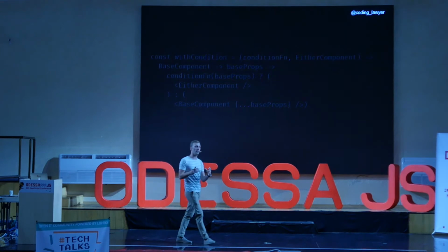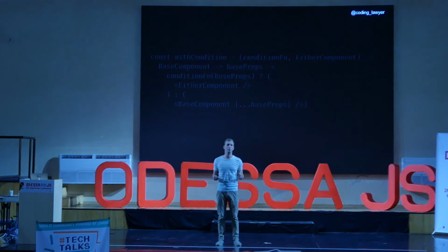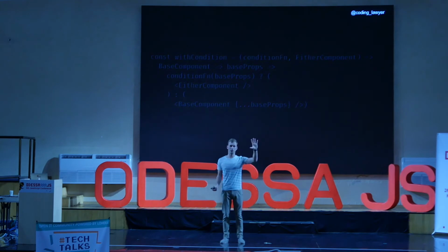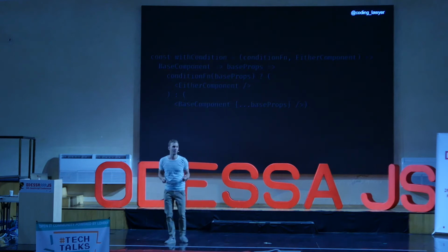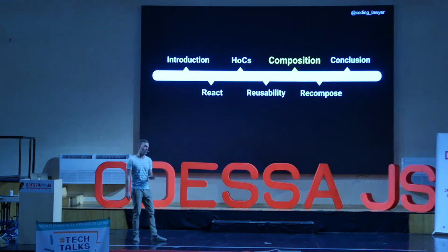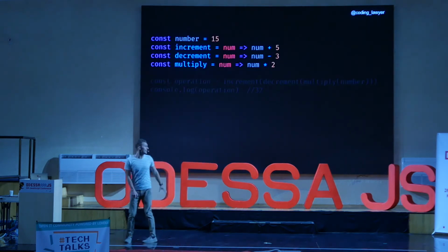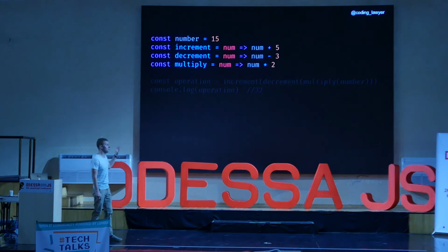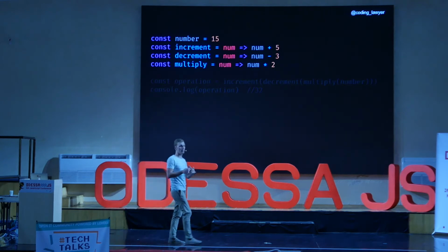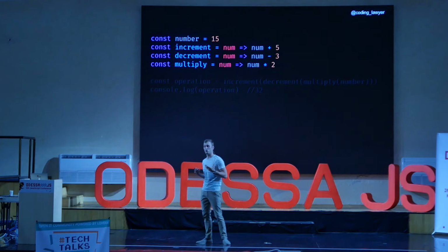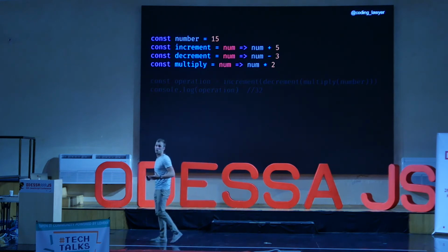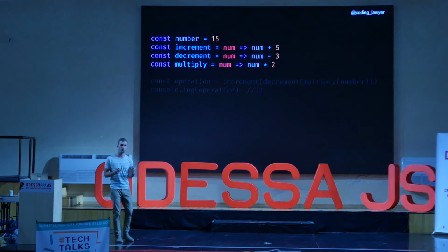Okay, let's say we would like to enhance our presentational component by two higher order components at once, withCondition and withTransformProps. How could we do that? Well, we can use composition for that. But first, let's take a look at an example of functional composition. Here, we have a number and three, I think, self-explanatory functions: increment, decrement, and multiply. Now, composition means that we pass the result of the first function as an input to the second function, the output of the second function as input to a third function, and so on until all functions are called.